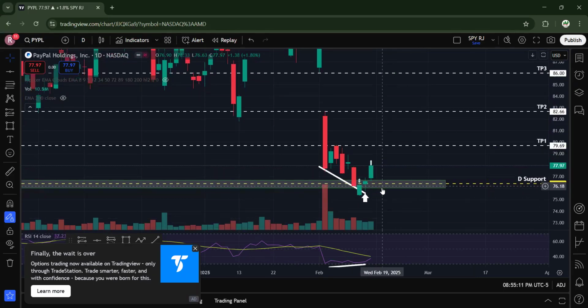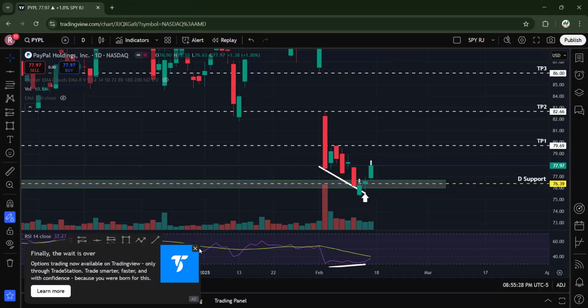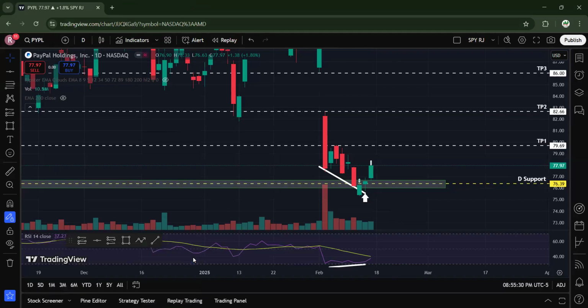If it does dip down and give us like a hammer down here again, I would add again. Yeah, I would add again. So that's the PayPal play right now. Let me know, does that make sense to y'all? That's my exact thought process.